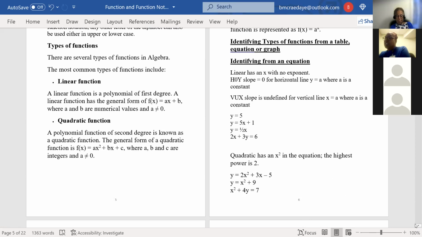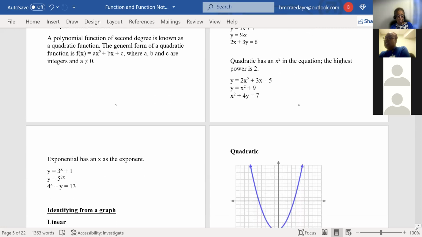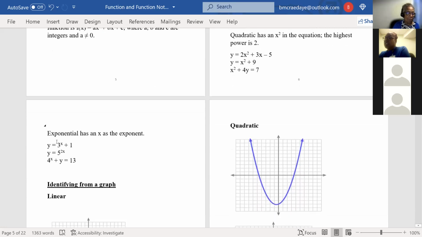All right. Now for exponential, the variable is in the exponent. So they are in this format. Y is 3 raised to the x power. Y is 5 raised to the 2x power. 4 to the x power plus y is 13. Those are all examples of exponential. Whenever the variable is a power or exponent, that's an exponential equation or an exponential function. Now we can also identify it from a graph by the way it's shaped.